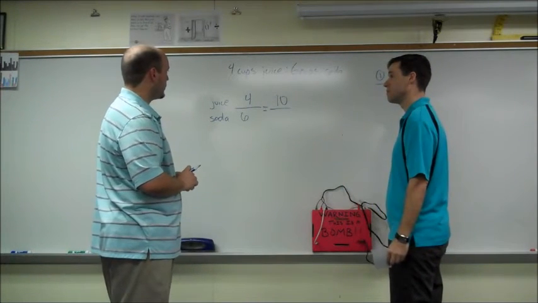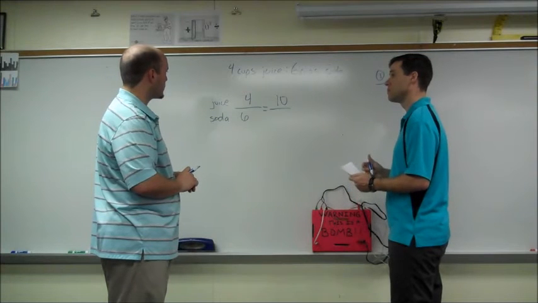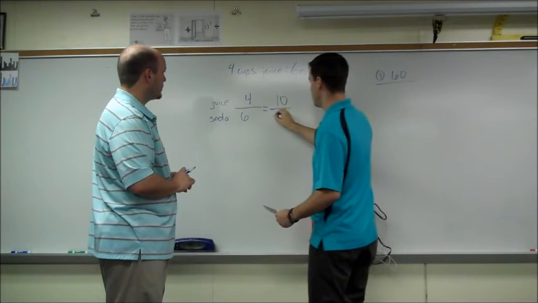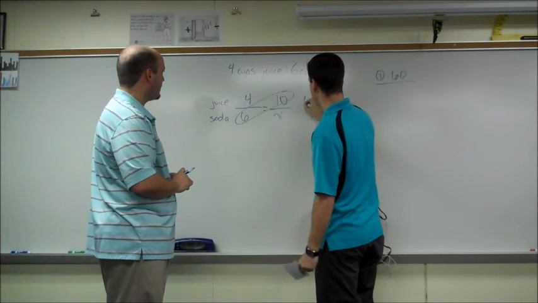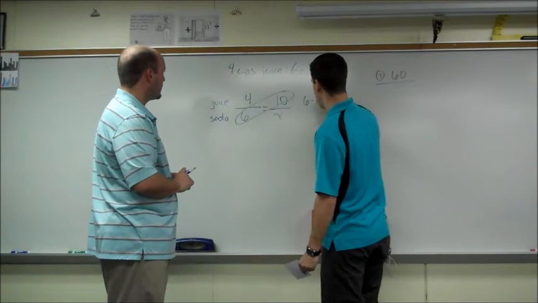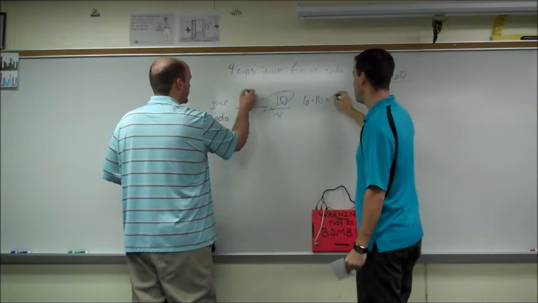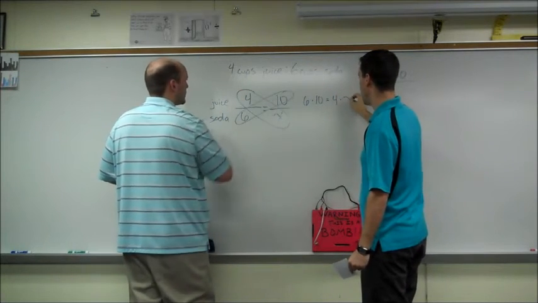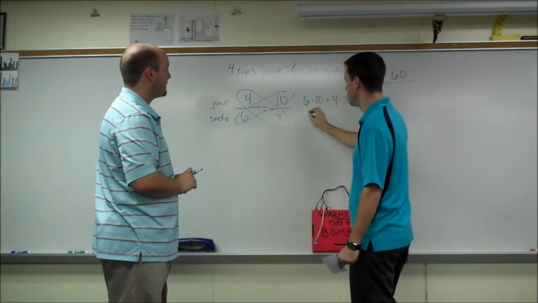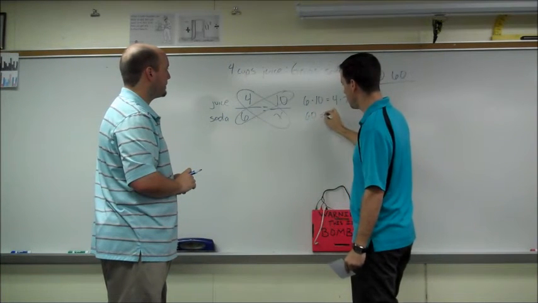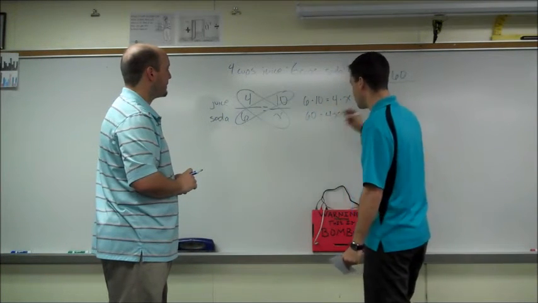Right, so one way that we can solve this one is by cross-multiplying. All right, so we're going to cross multiply, which means 6 times 10 will have to equal 4 times x, because cross products in a proportion are always equal. So we have 60 equals 4x.